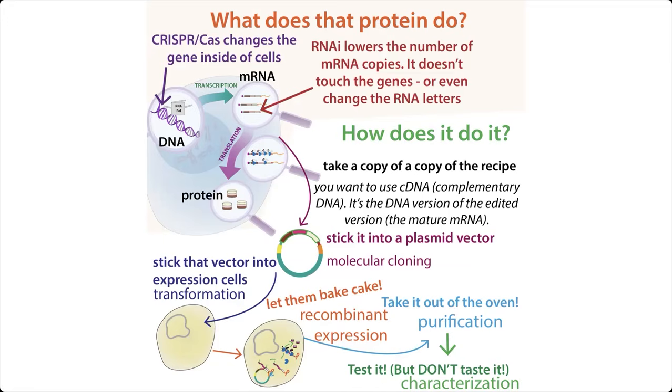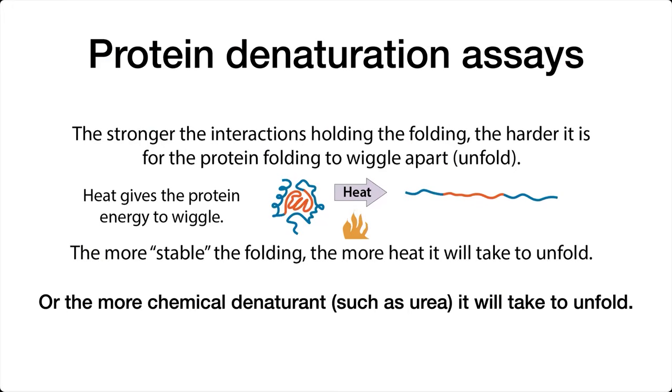but now let's get back to what we can do outside of cells. If we have that purified protein, one thing that we could do is assess the stability of the protein. You might see protein denaturation assays, and this can be done with heat, or with chemicals like urea. The basic idea is that the more stable the protein is, the more tightly folded it is, the more interactions there are holding it together in that 3D shape. So not the chain itself, but the actual folding of the chain. If those interactions are strong, then it's going to be harder to unfold or denature the protein. When we say denature, that's talking about unfolding it.